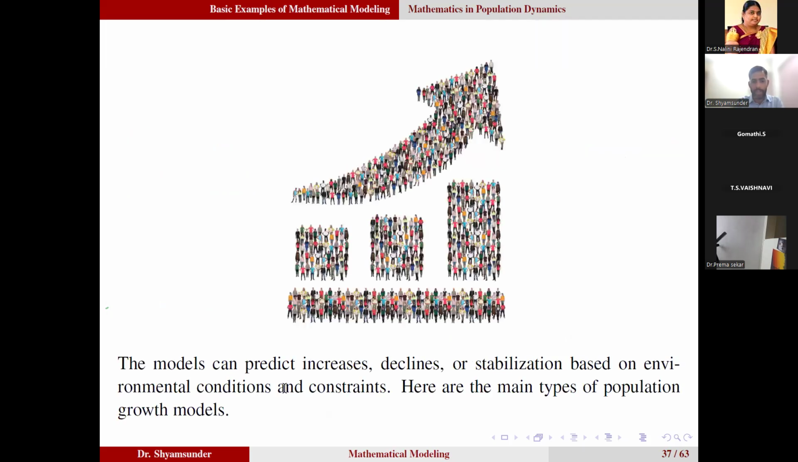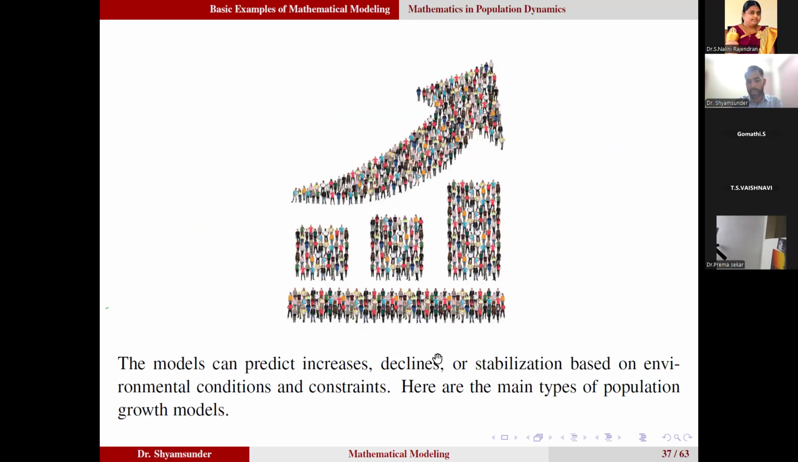Then with this model we can predict increase, decline, and stabilization based on the environmental conditions and the constraints. Here are the main types of population growth models. Currently, the Indian population's growth rate is very high.